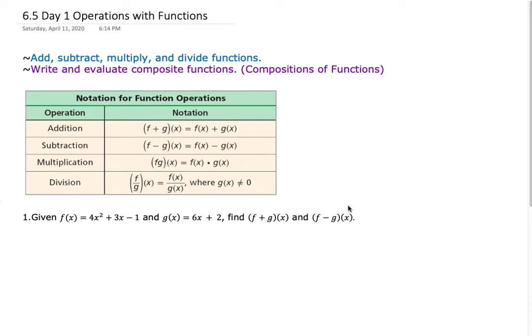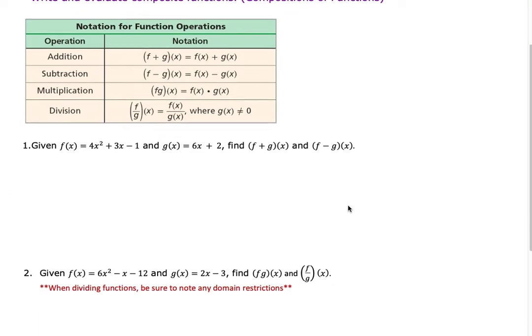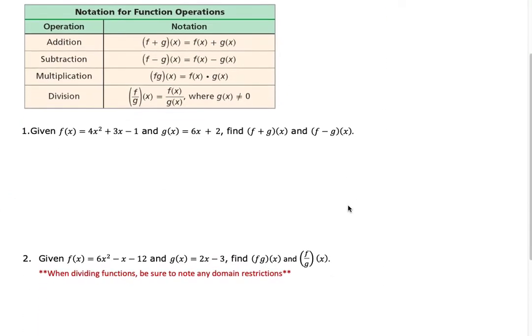So let's just practice a couple of these real quick. Like I said, it's nothing really new. It's just the notation that is probably new. So we're going to find these functions added and these functions subtracted. So I have my f of x here and my g of x here, and I'm going to add them together.